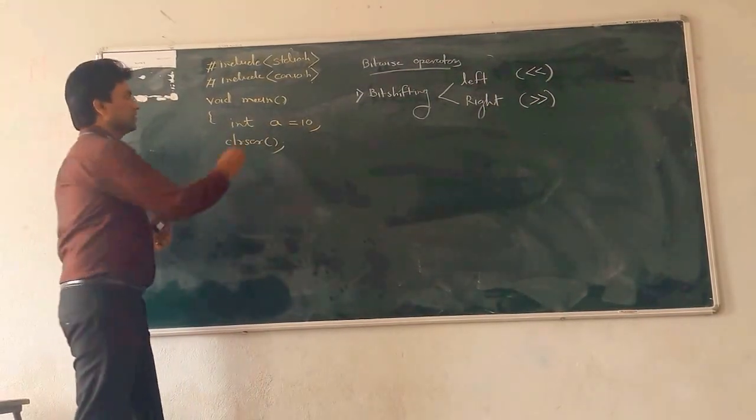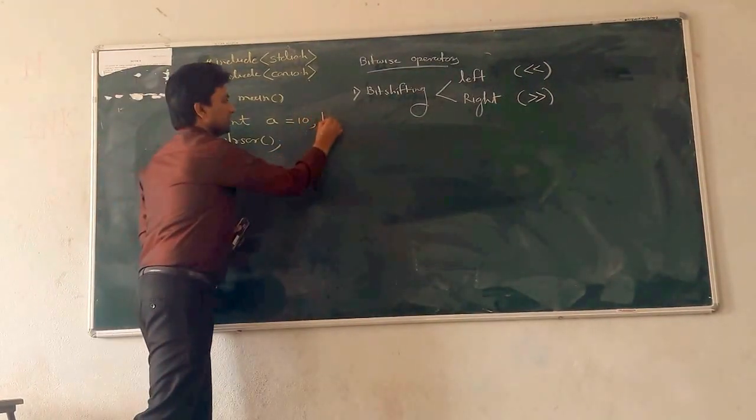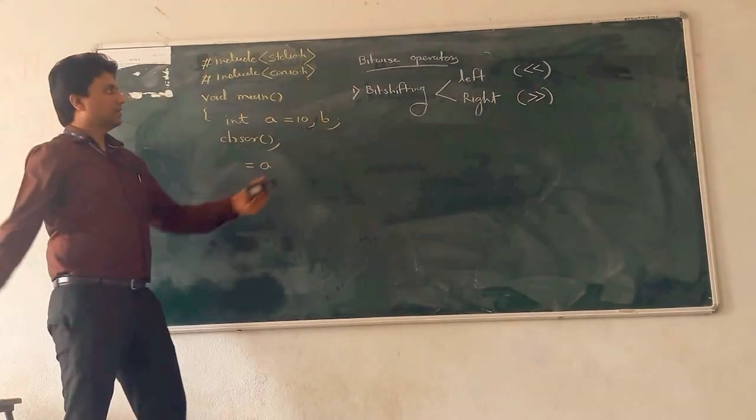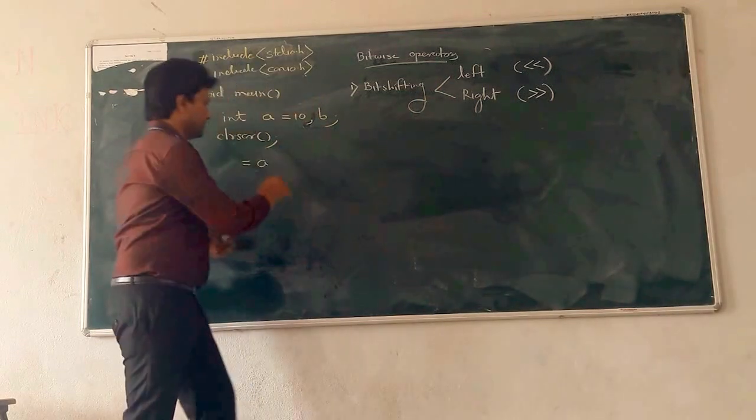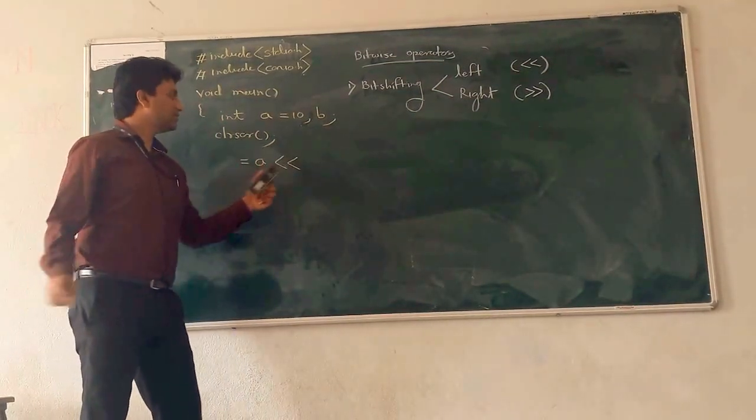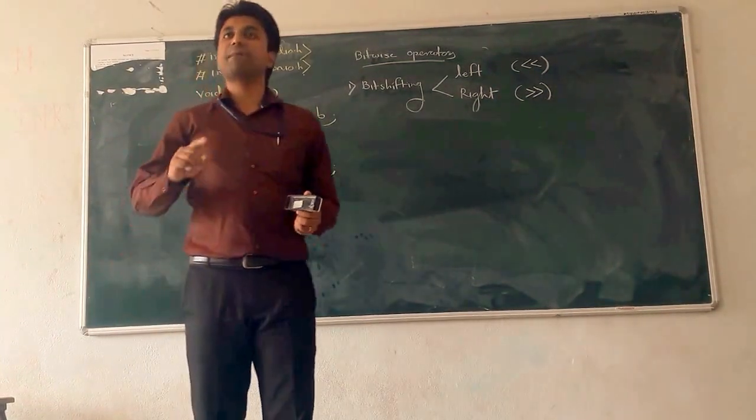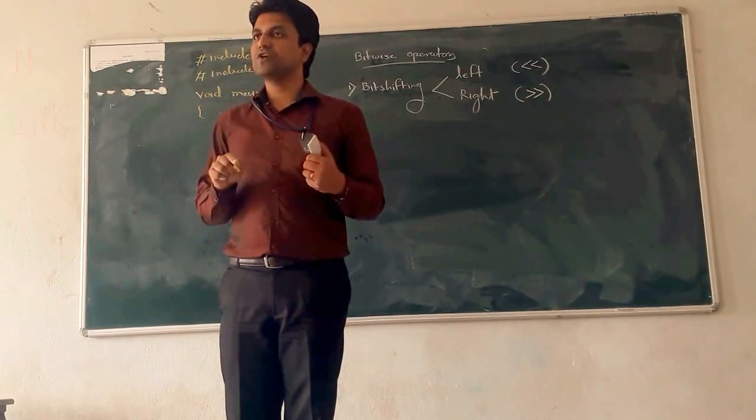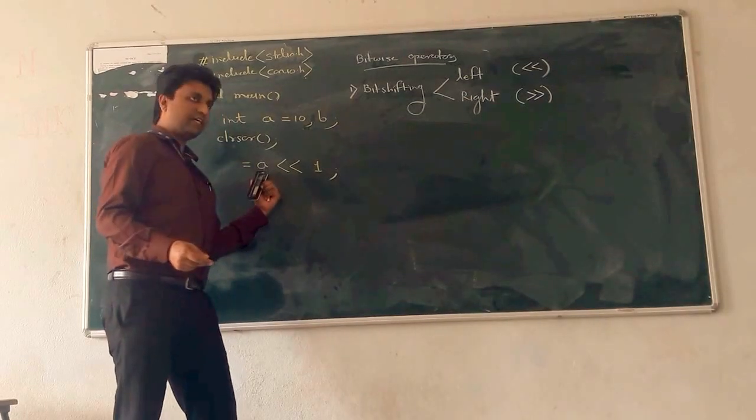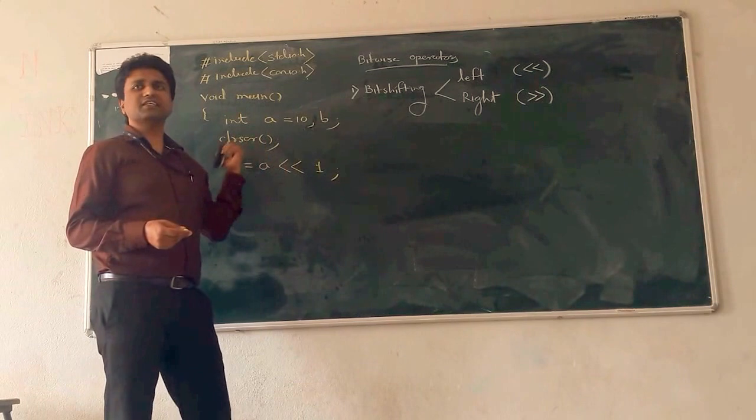Next, comma, suppose a second variable b. So a left shifting operator. Left shift is this notation, called the left shifting operator. a left shift by 1. The bit shifting operator is also a binary operator, so it performs the operation on two different operands. Here one operand is a and the second operand is 1, and it returns the result.